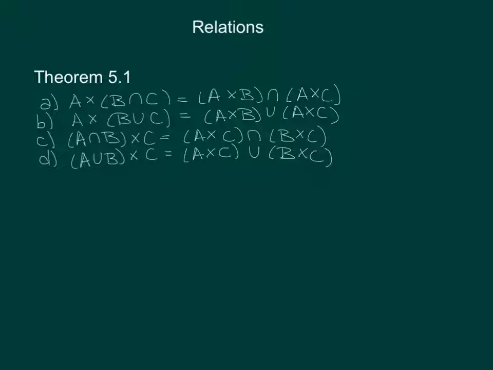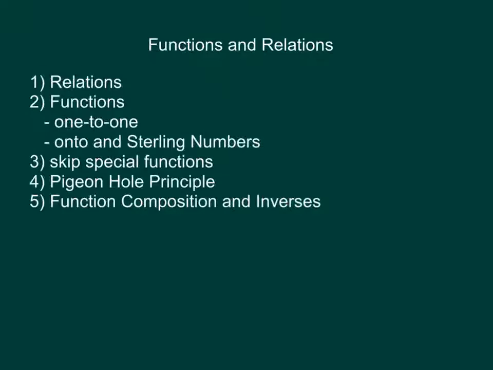We have a theorem about cross products. A cross (B intersect C) is equal to (A cross B) intersect (A cross C). A cross (B union C) is equal to (A cross B) union (A cross C). We have (A intersect B) cross C is equal to (A cross C) intersect (B cross C). And then (A union B) cross C is equal to (A cross C) union (B cross C). To be honest, I haven't had much occasion to use these theorems, but they are there for you in case you would like to use them.